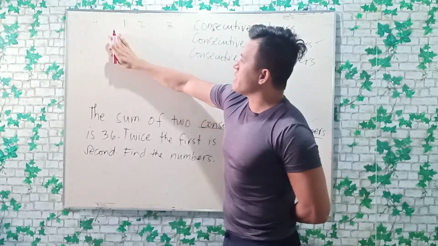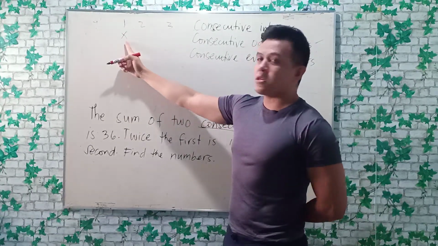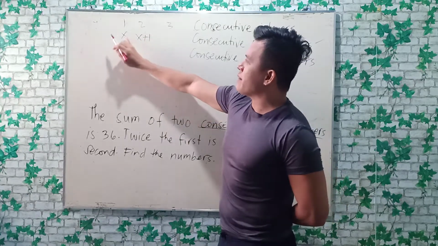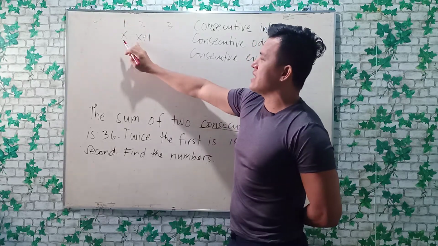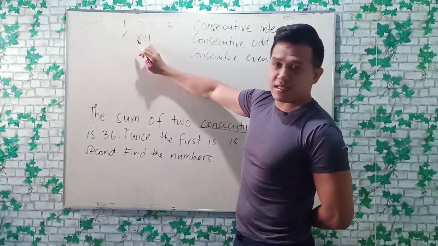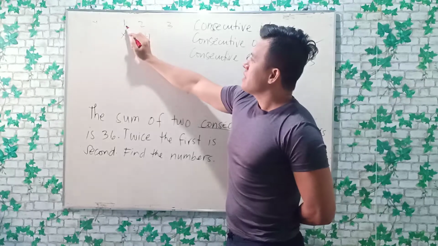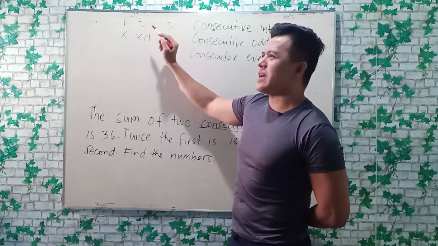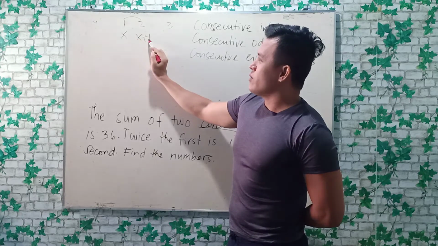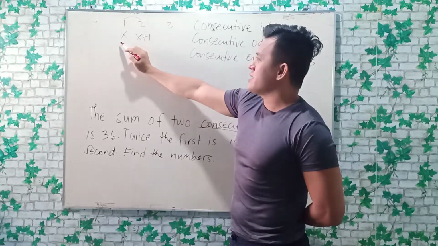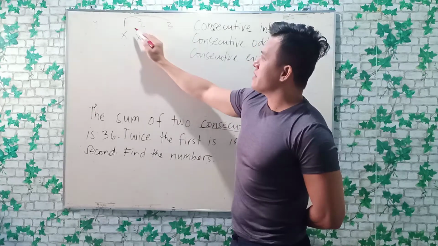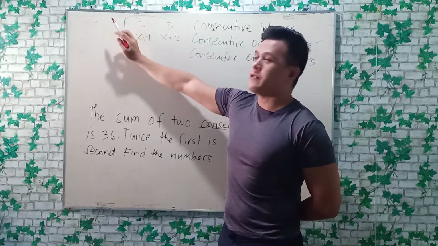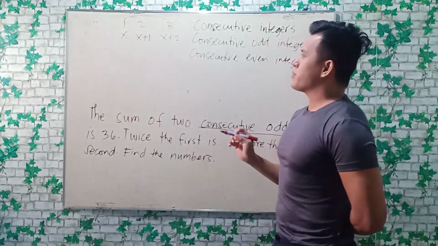Okay, so let's say we are going to represent the first integer with x, and 2 must be x plus 1, because our x is 1, so 1 plus 1 is 2. With respect to 1, how much greater is 2 than 1? It's 1 greater than the x, or the first integer. How about 3? We have x plus 2, because 3 is 2 greater than the first integer, okay? So that's how you're going to represent it.